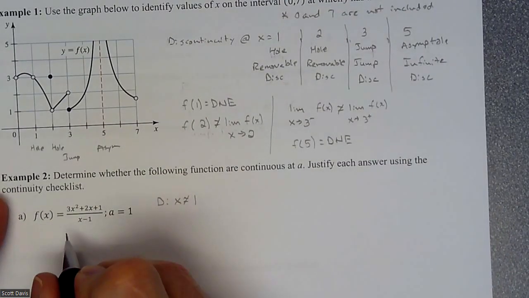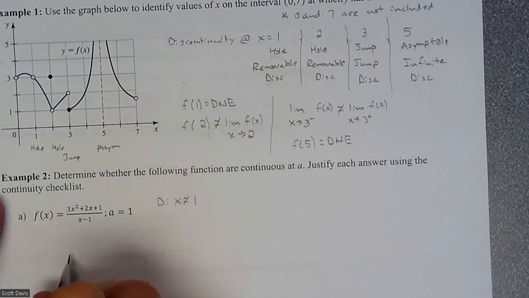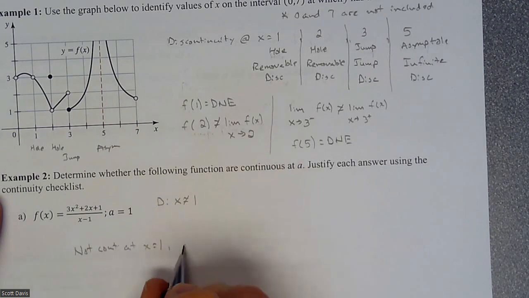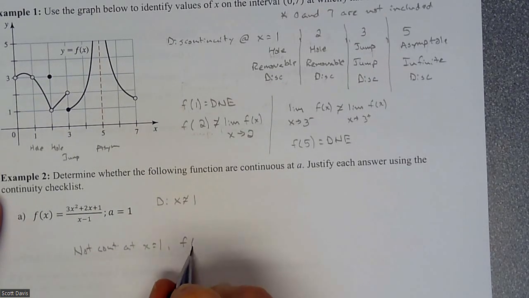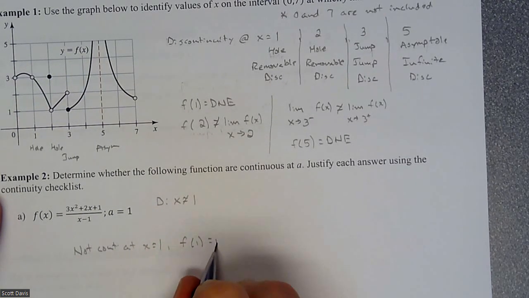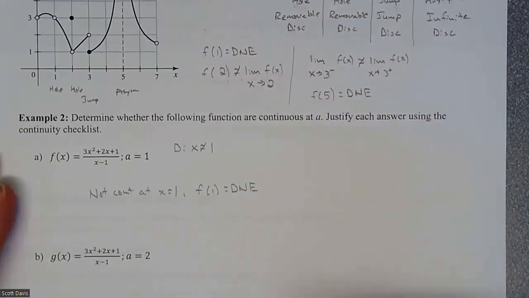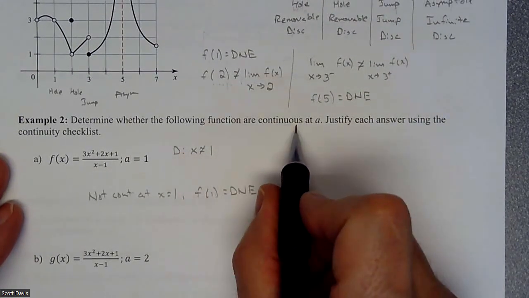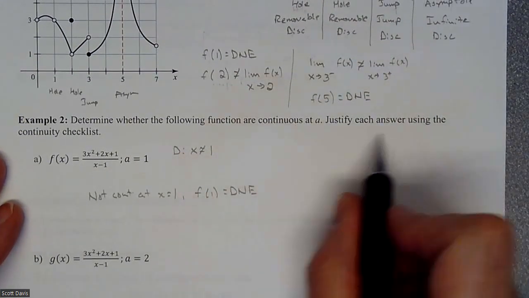And so already our answer is no, it is not continuous at x equals 1, and that is because f of 1 does not exist. Whether it's a hole or an asymptote, I don't know. We'd have to dig a little deeper into it, but that's not what it's asking for. Just, is it continuous? And if it is or is not, justify.